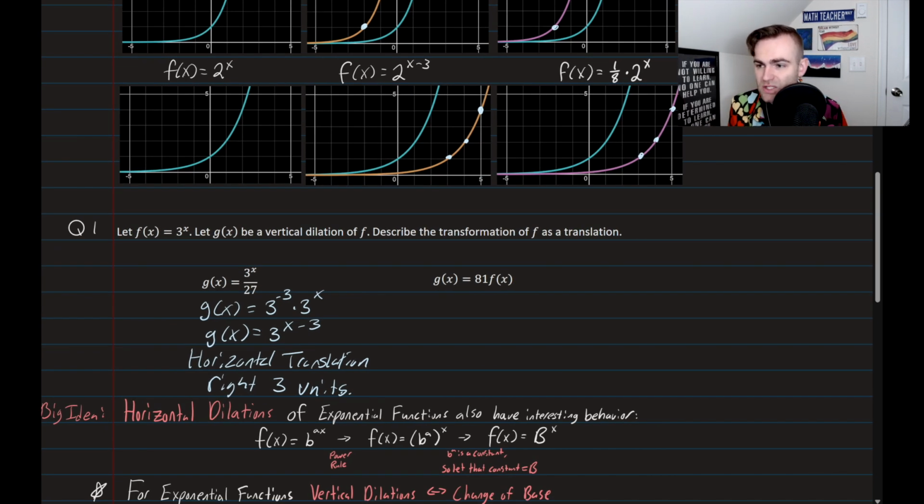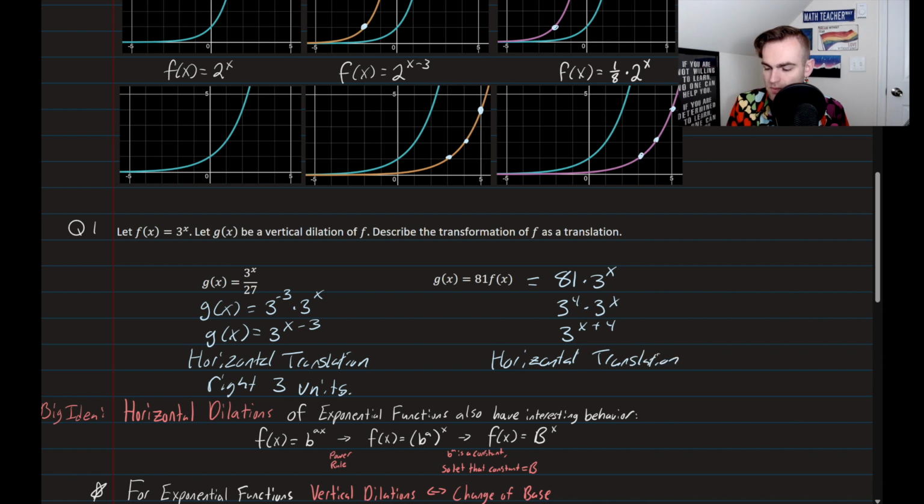So the next one is 81 times f of x. Well, we know f of x is 3 to the power of x, so I can go ahead and rewrite that. Problem's trying to be cheeky, I guess. So 81 is also a power of 3. 3 to the power of 3 is 27, but if we take 27 and multiply that by 3, we get 81. So 81 is just 3 to the 4th power. So we can rewrite this as 3 to the x plus 4, which means this is a horizontal translation, and this would be left 4 units.